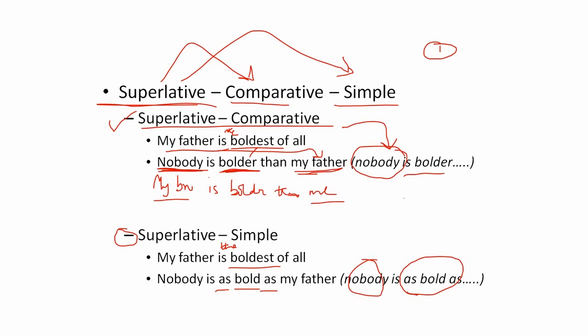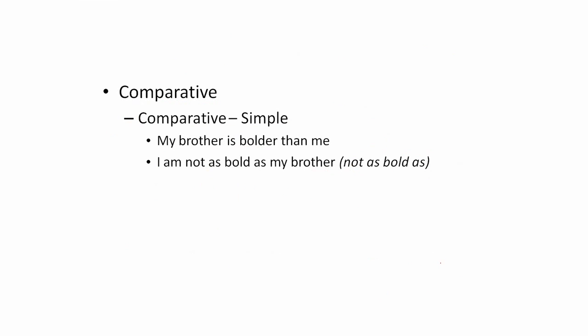The keywords you have to remember are "nobody is bolder" or "nobody is as bold as." Now, instead of bolder and bold, you can use other adjectives. Okay, let us see one more example here.